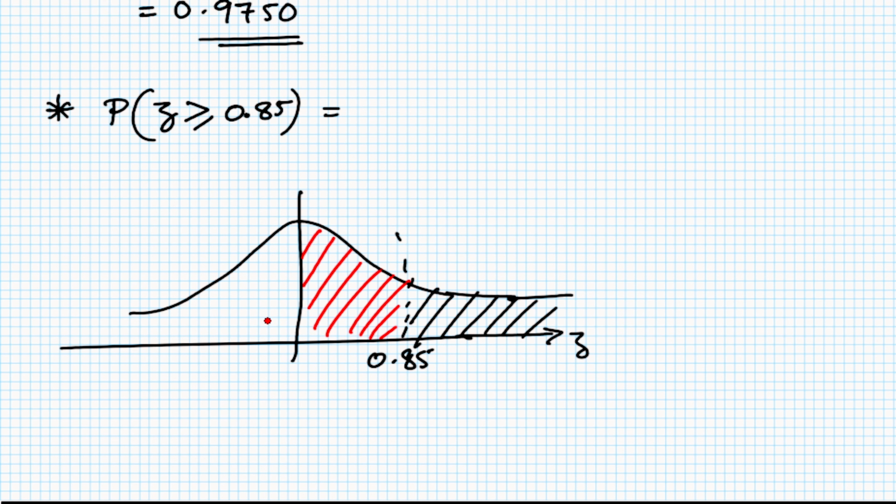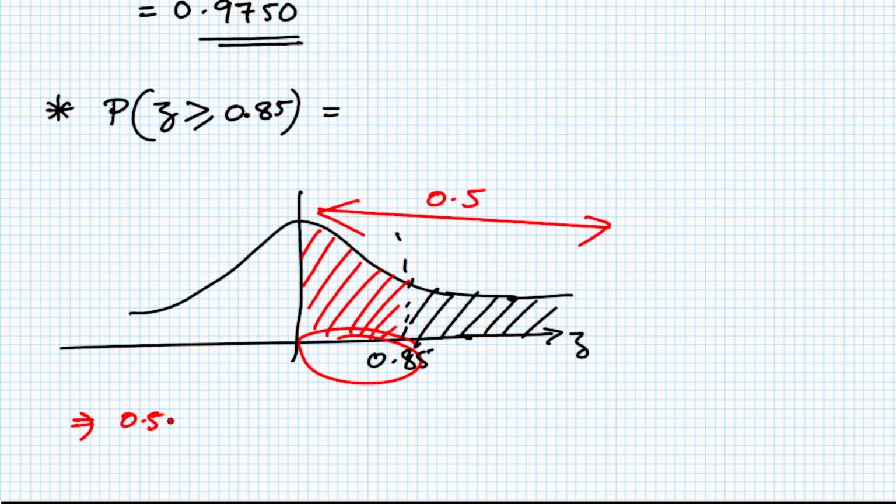For which you use the property. The total area here is 0.5. From the 0.5, subtract the value that corresponds to 0.85. Whatever remains is your answer. So the required answer is 0.5 minus phi of 0.85. From the table, phi of 0.85 is 0.3023, I guess. Subtraction gives you 0.1977.